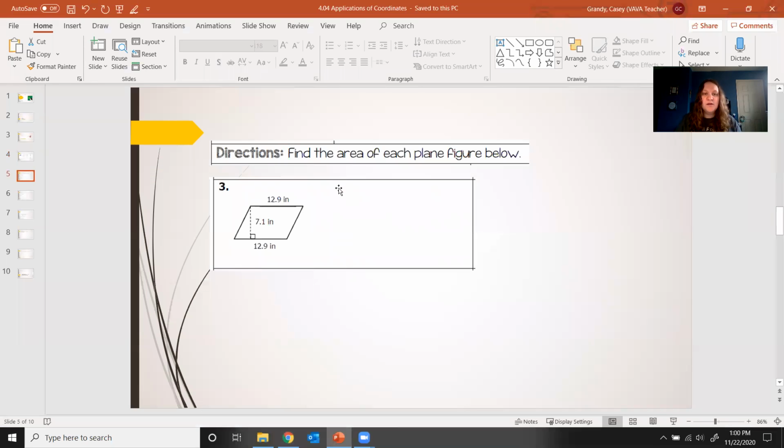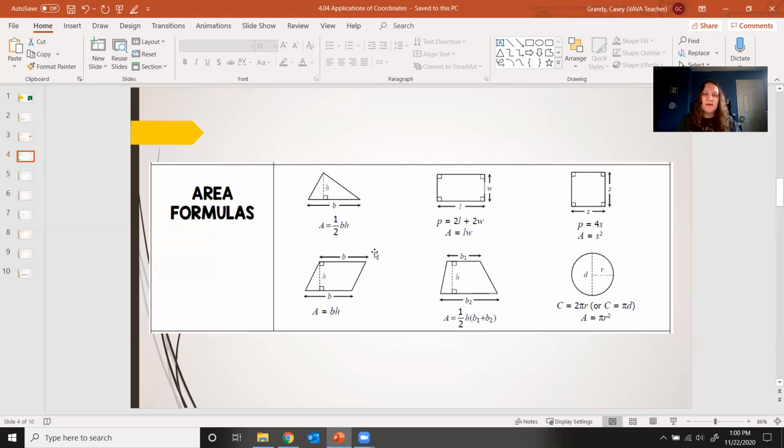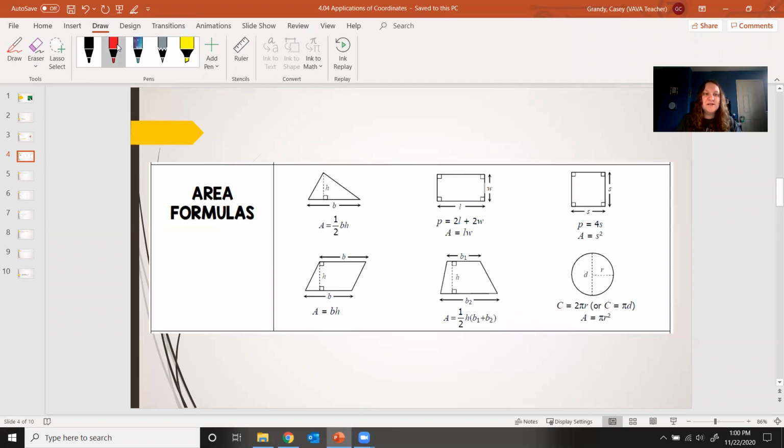So we're going to practice finding areas. In this shape, I have a parallelogram. So I would look at my formula sheet and I would look for the parallelogram. Here it is. The area for a parallelogram says B times H. And if you're not sure what those stand for, they're labeled in the picture. The B stands for the base and the H stands for the height. Remember that the height is always perpendicular to the base. So here's our height. It is making a right angle. It is perpendicular with the base.